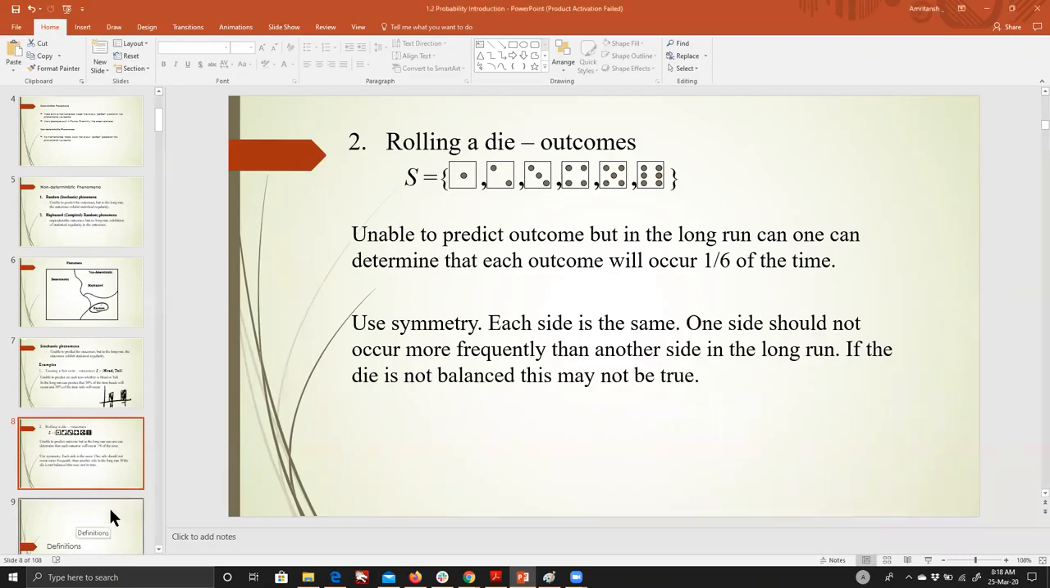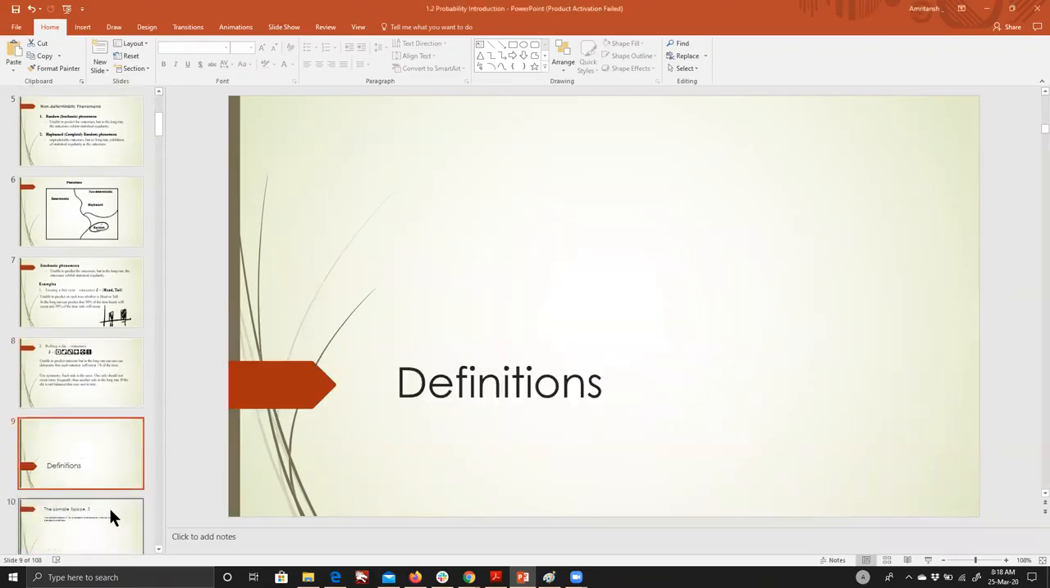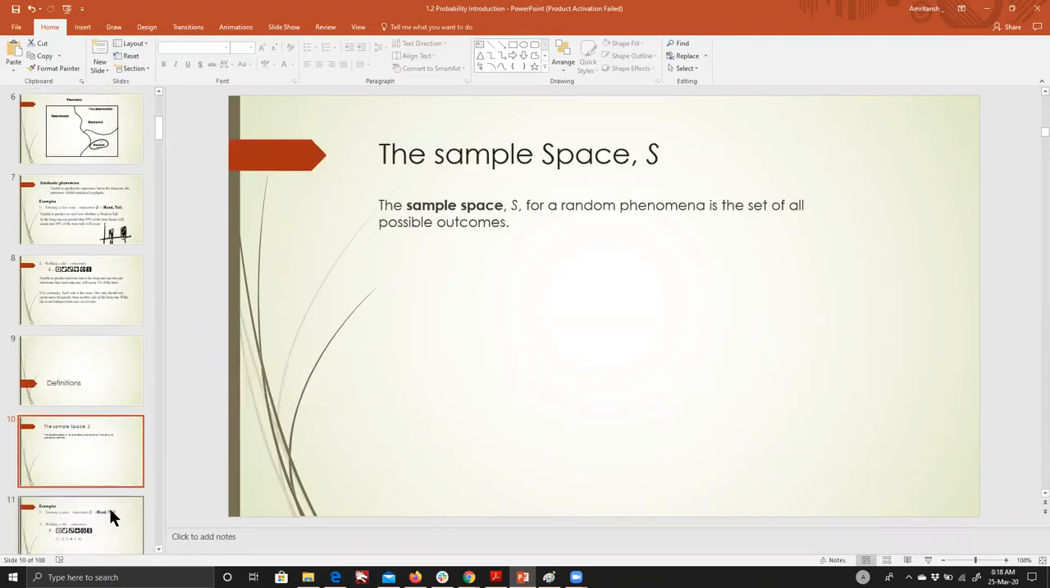So let's get on with some definitions. Again, I don't want you to just remember them, try to understand them. The very first definition is sample space. What is a sample space, guys? The sample space, denoted by a capital S, for a random phenomenon is the set of all possible outcomes. All possible outcomes. In a Venn diagram, it is the whole rectangle.